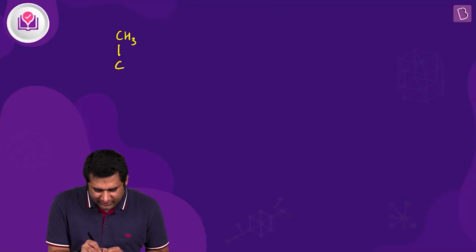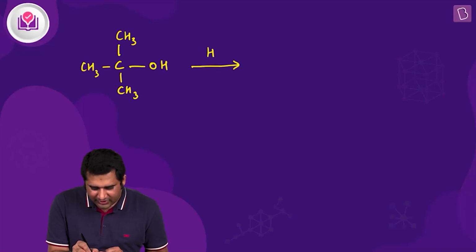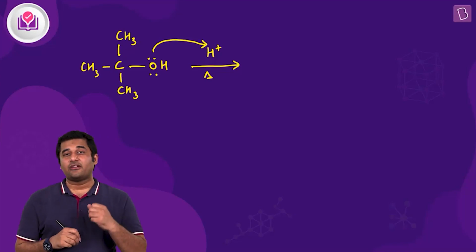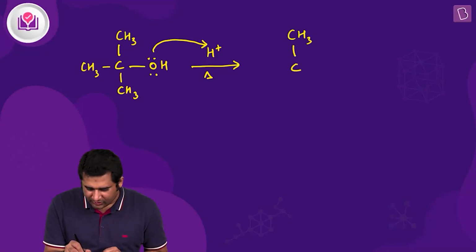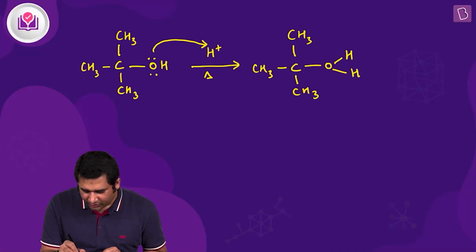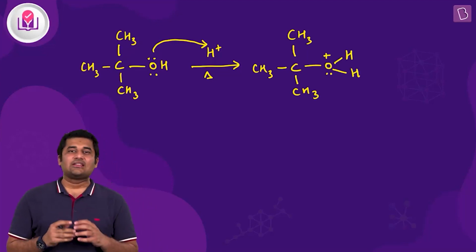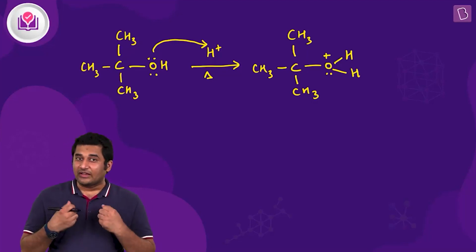So let's see. Here we have CH3 and then C, and then we have CH3, CH3, and OH. So first of all, what will happen? This H positive, we know that oxygen carries lone pair of electrons. So these lone pairs will be donated to H plus first of all, thereby forming protonated alcohol. All right. So what we will get is a protonated alcohol. You can see this will be the structure for protonated alcohol, OH and H with a positive charge on the oxygen.